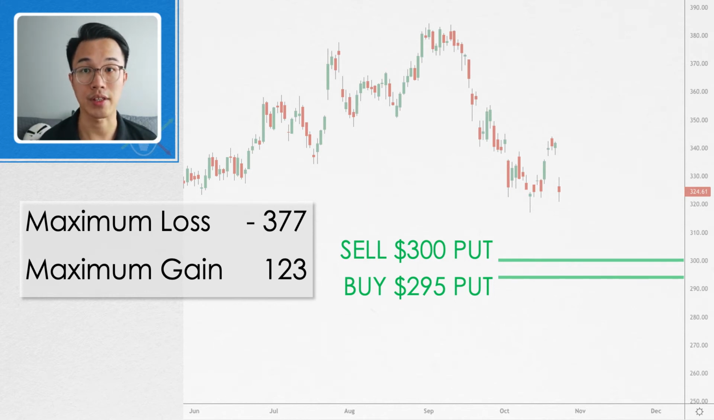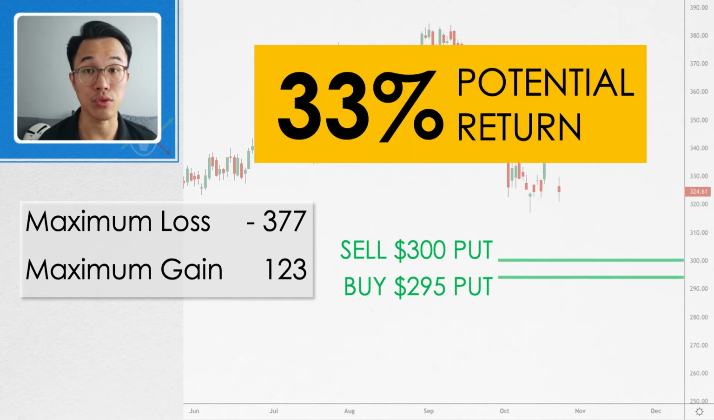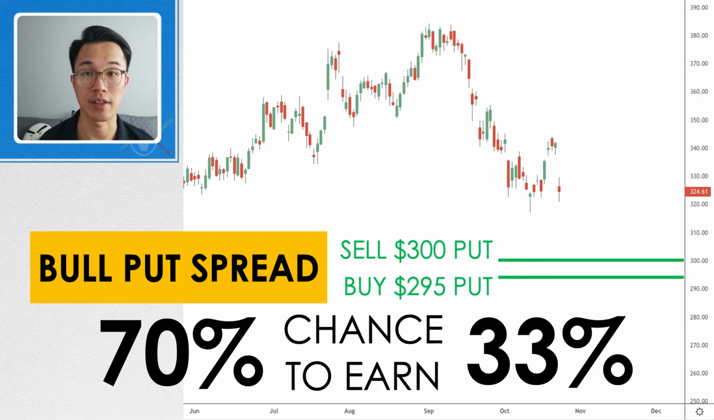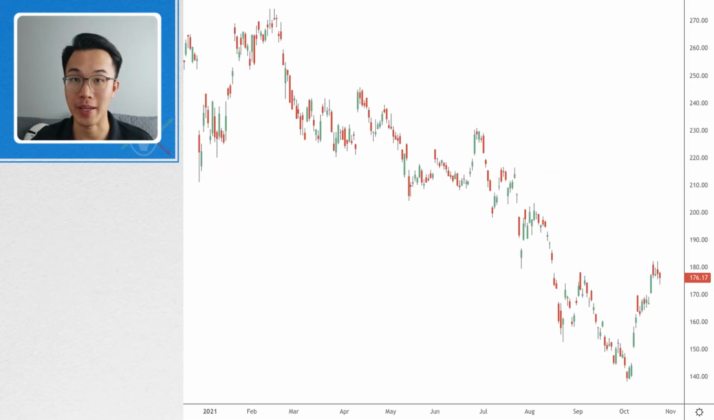The expected return on my capital would be 33%. Statistically, I have a 70% chance of being correct on this trade. So all in all, with this trade, I have a 70% chance of making a 33% return over 2 months. Sounds great. Now, what if we are expecting share prices to fall instead? Can we still use this strategy?